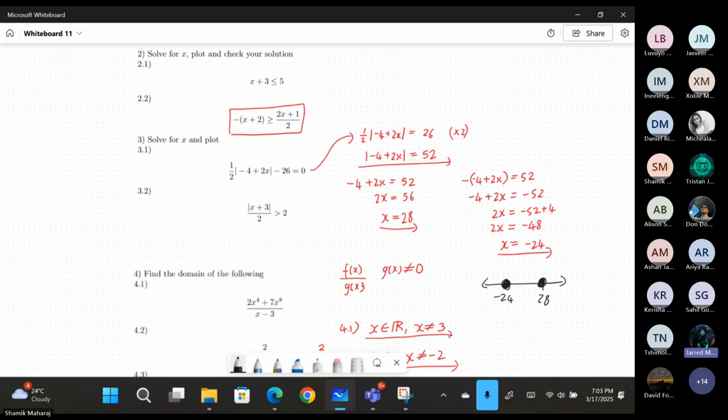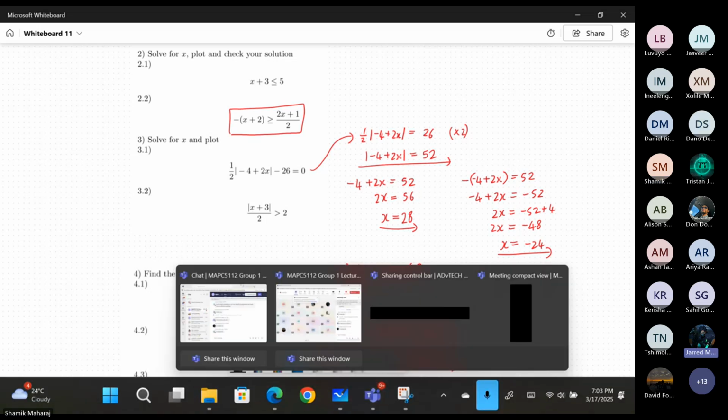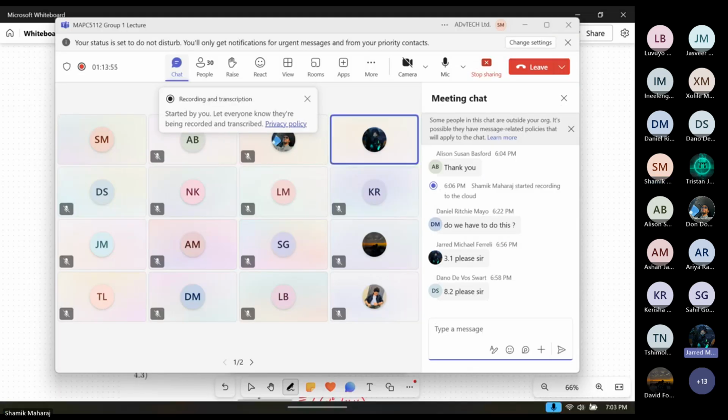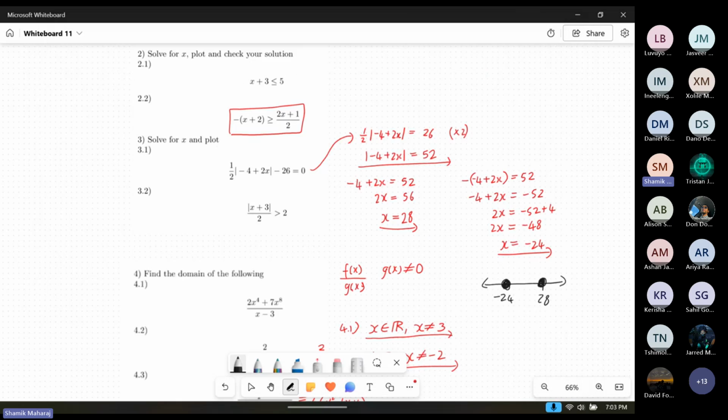So I do see in the chat someone has asked for 8.2. Yes. Okay, yes, I can do that. So if anyone wants to stay, you're welcome to stay for that.